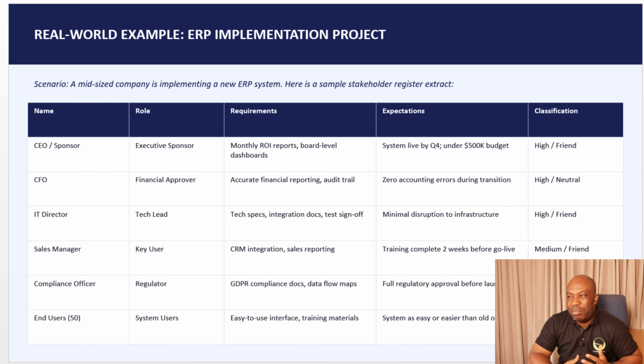Then the end users probably might have a number, say 10 or 20 or even 30 or even 50. These are the system users. That is their role. And their requirements are an easy-to-use interface, and also they want training materials to be supplied to them. Their expectation is that the system is easier than the old one. Say, for example, this is a CRM project. They had their own old system. They want the new one to be better than what they had previously. Otherwise, it will be very difficult to have a business justification for it. And in most cases, they are neutral. If it's okay, they'll just move on. If it's not okay, they'll just let you know.